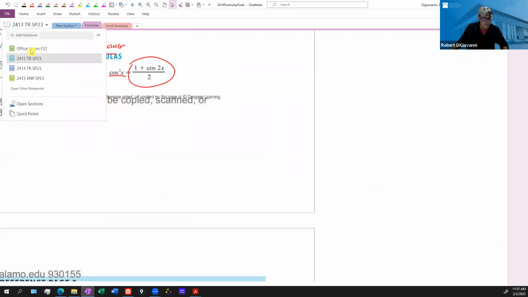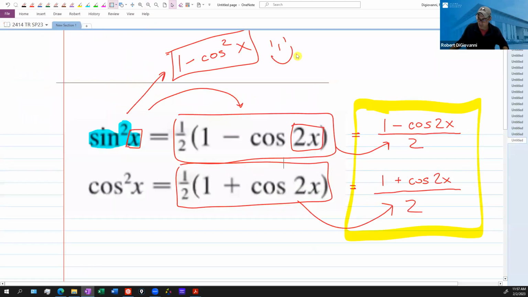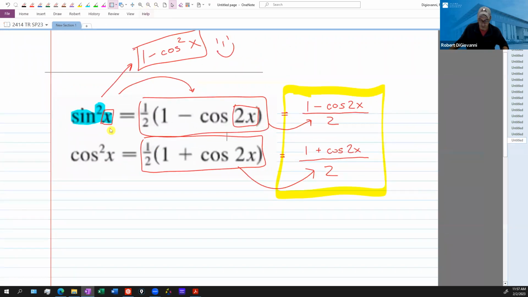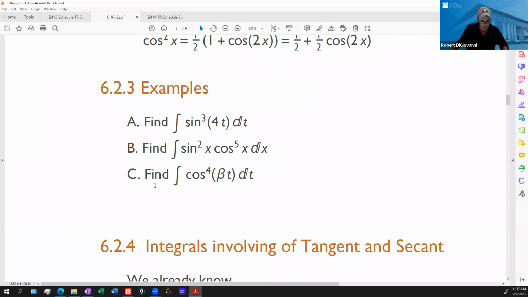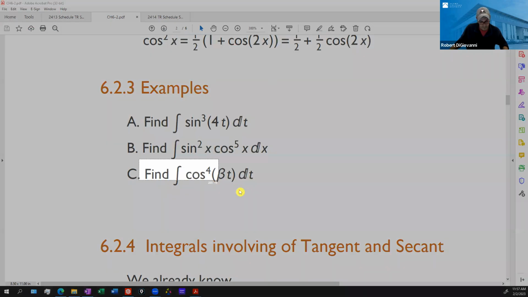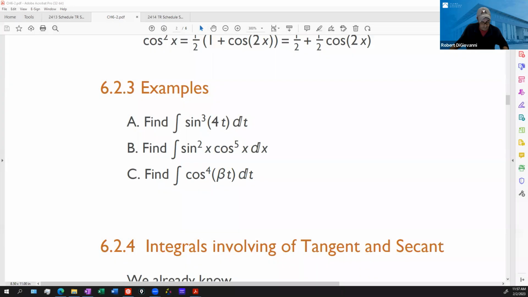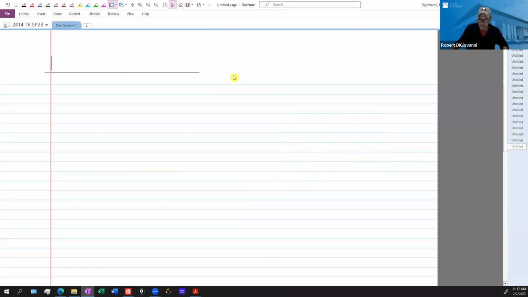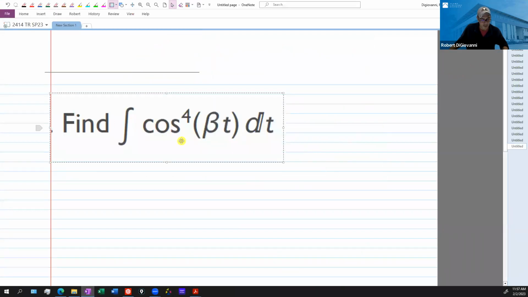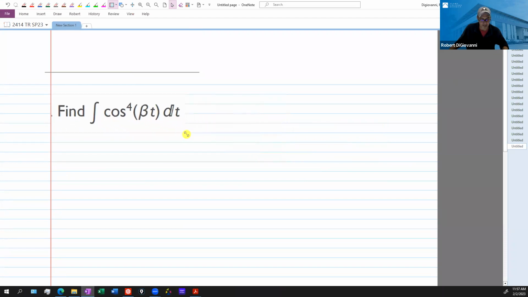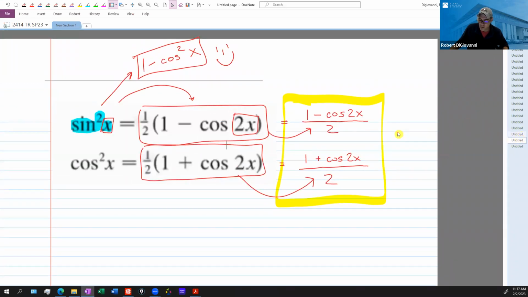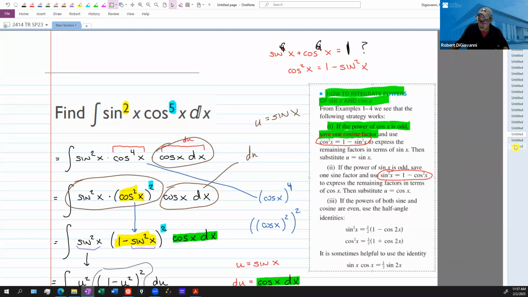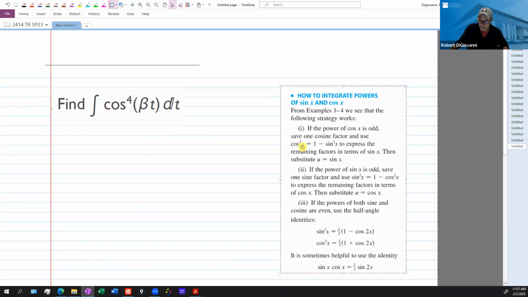All right, let me get now back to what we were trying to do here. We're going to do another example now. This problem here seems so unassuming. It's just cosine to the fourth, beta t. Beta is just some number. We don't know what it is. It's a constant. We're just going to keep track of it.